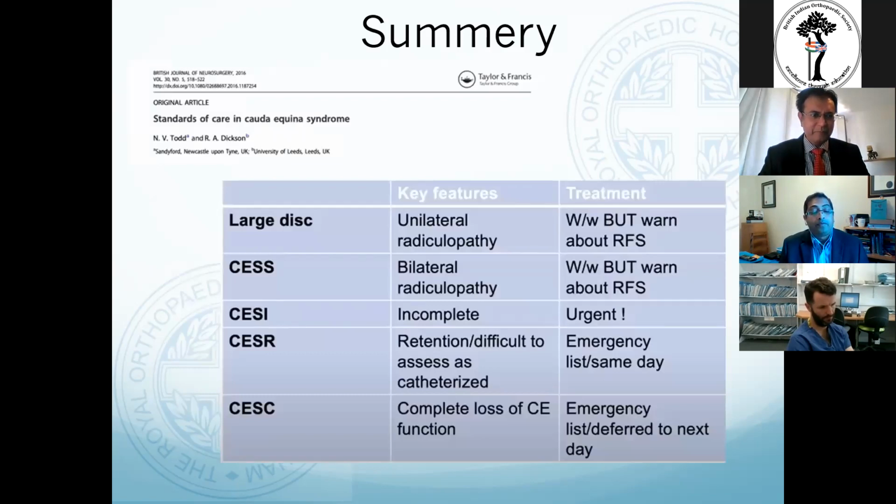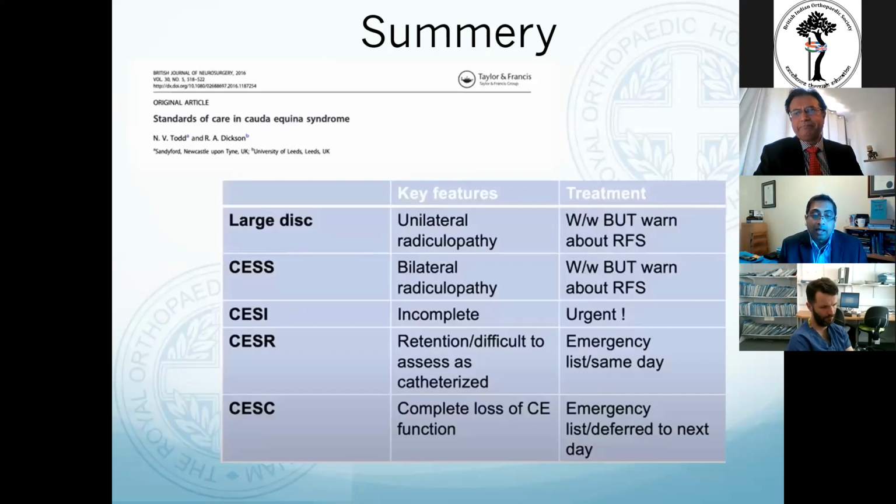Again, this is a nice chart I have taken from Mr. Qurashi's presentation from last year, and it's from an article by Mr. Todd. If someone has a large disc but unilateral radiculopathy, we can watch and wait, but warn them about the features of cauda equina syndrome. If someone has suspected cauda equina syndrome with bilateral radiculopathy, it is a watchful wait, but warn about red flag signs. But in my personal opinion, I would intervene in those patients pretty soon, in the next few days, on my next list. Don't just watch and wait with those patients.